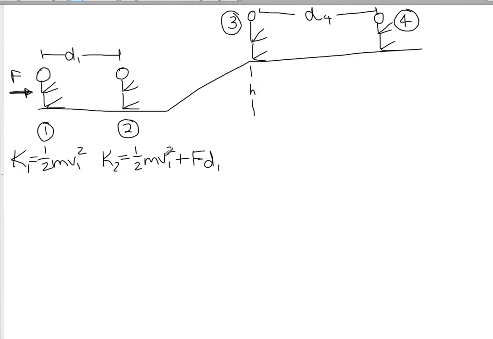The analogy is that the kinetic energy he had before was the cash he had before he came to the mall, and then this is the cash that he earned while working.